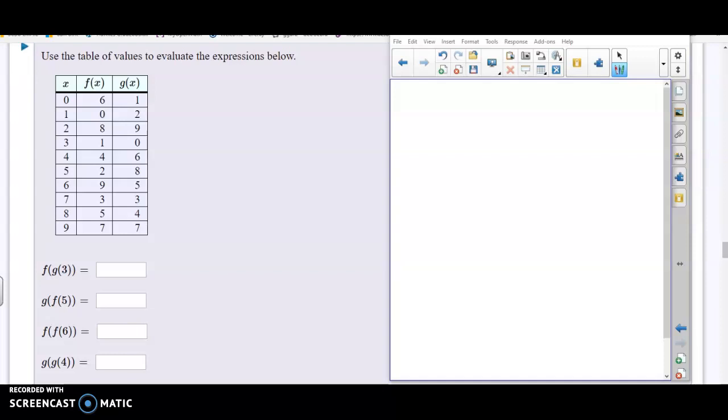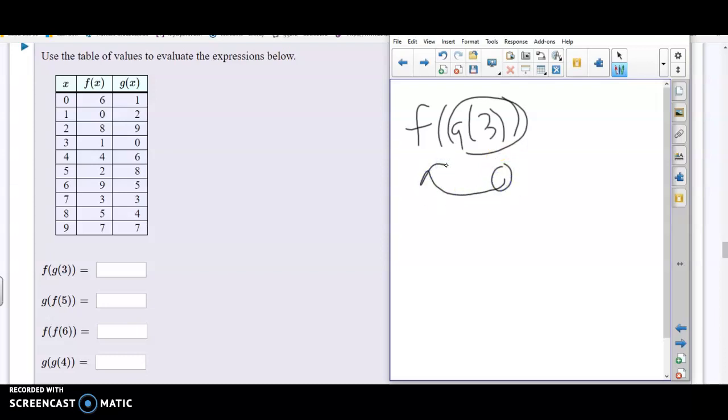Okay, 3.4 part 2, just a couple more problems to tack on here, just make sure it's thorough. This is f of g of 3. So we do g of 3 first, and we look at the right-hand column there. g of 3 is going to be 0. So g of 3 is 0, and then we put 0 into f. So we look down the left-hand column for f of 0, and we get f of 0 equal to 6.